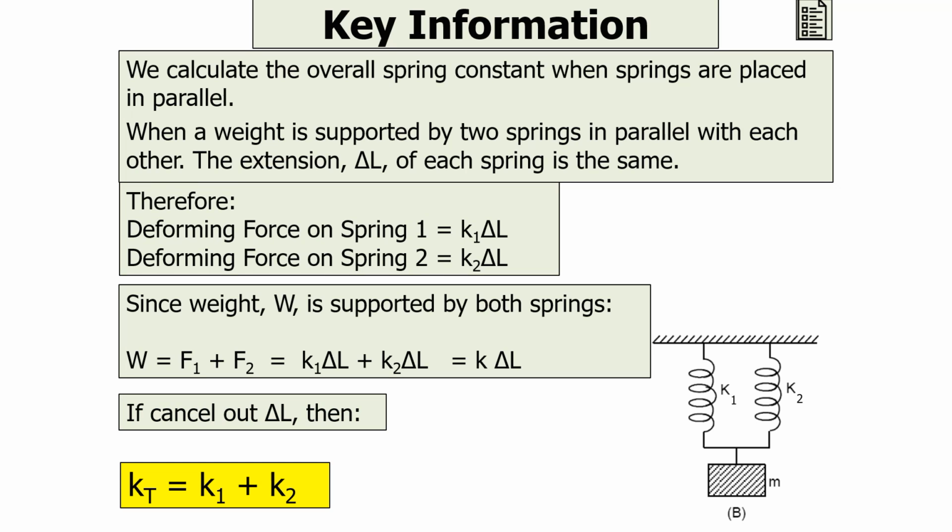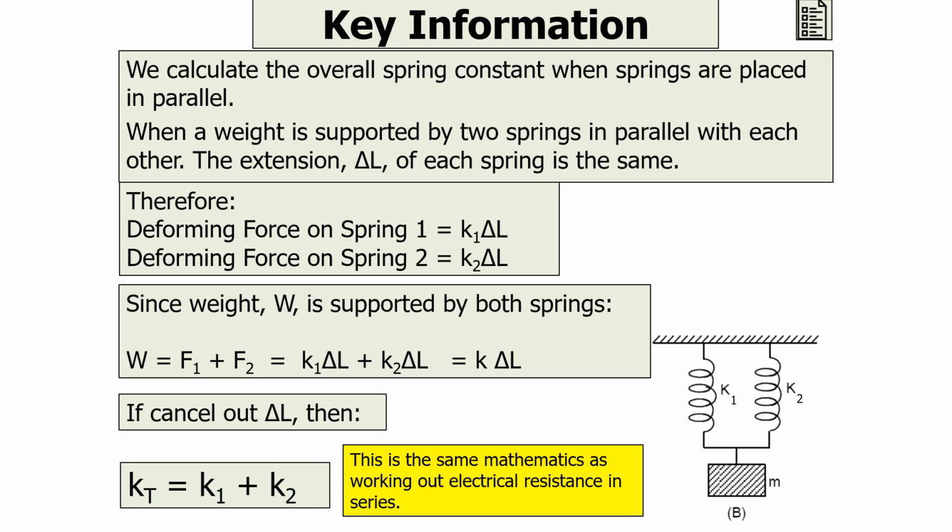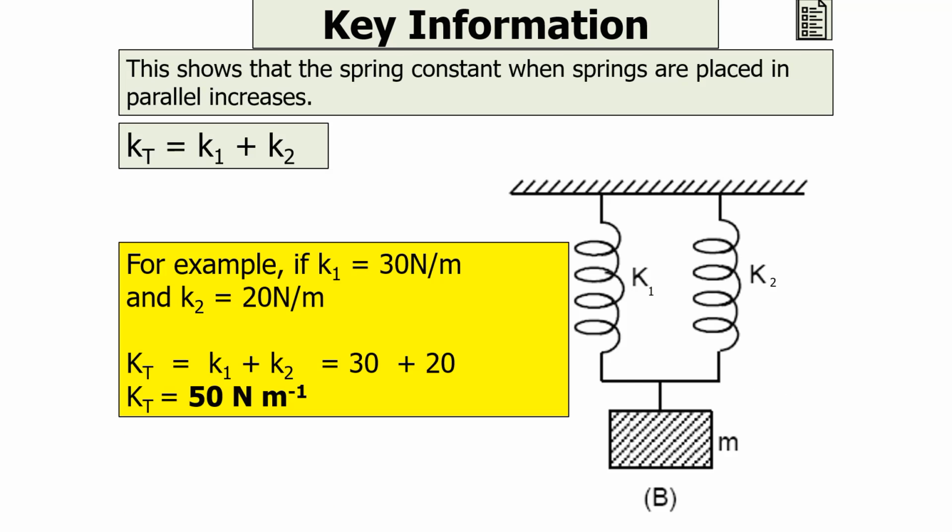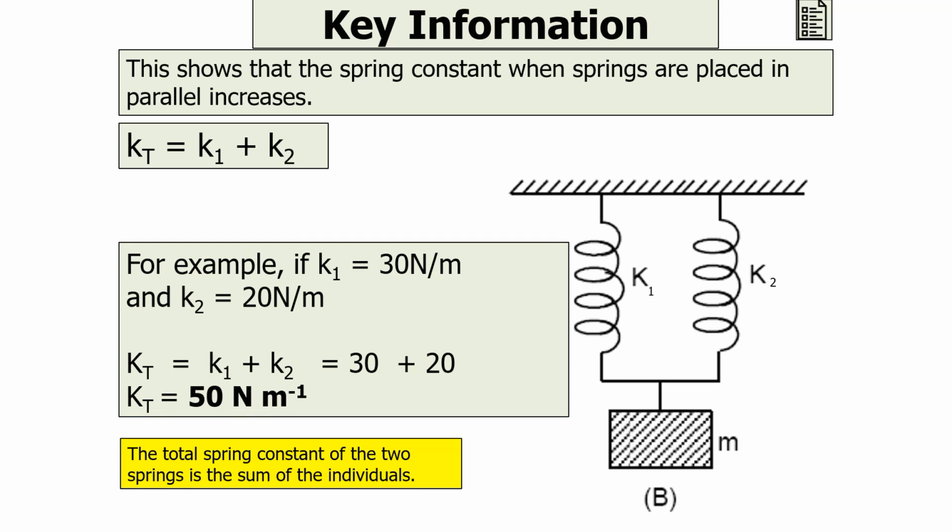So we can say that the total spring constant is K1 plus K2, which is the same mathematics as working out electrical resistance in series. So this shows us that the spring constant when springs are placed in parallel increases. So if K1 was 30 newtons per meter, and K2 was 20 newtons per meter, we can say 30 plus 20 is 50 newtons per meter. So straight away, the total spring constant of the two springs is the sum of the individual. It's got greater, and that's why it's common to see springs arranged in a parallel pattern.